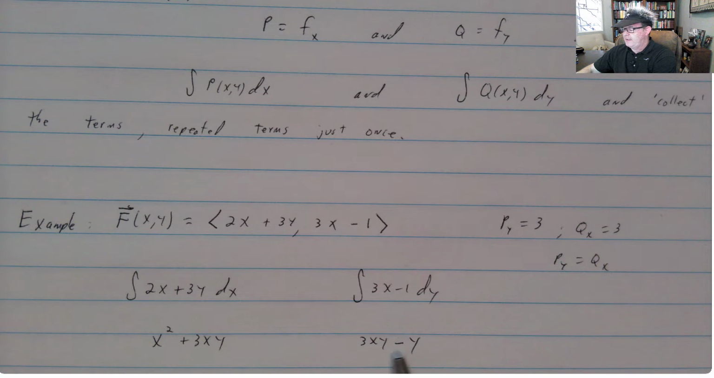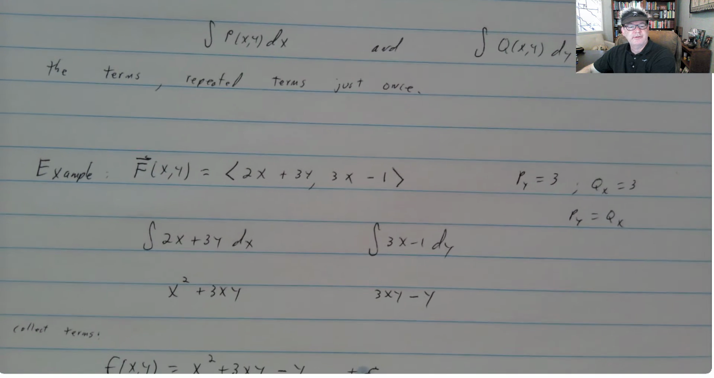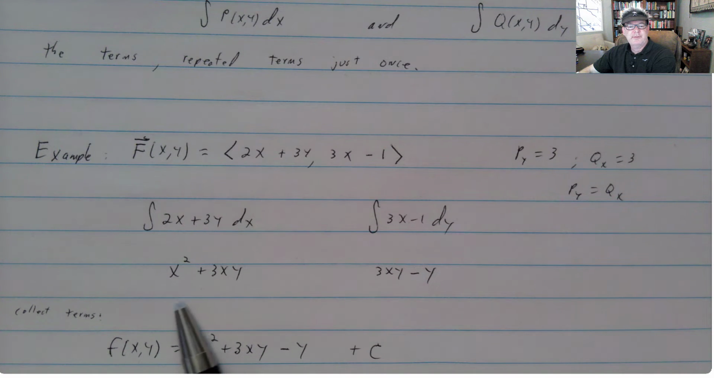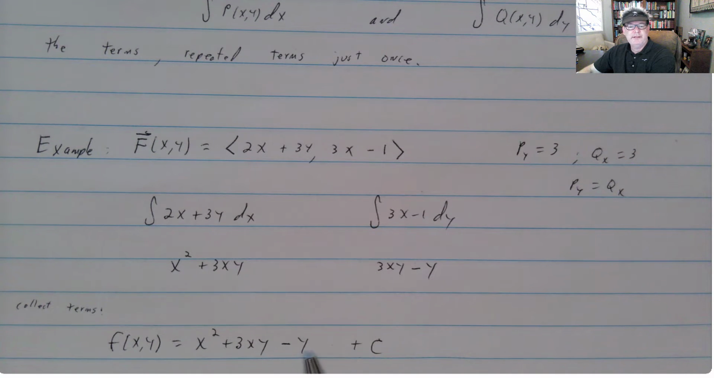And now we just collect all the terms, repeated terms just once. So I get X squared plus 3XY. This 3XY is already there, so I don't write it a second time. Minus Y, that's a new term. So this will be my potential. And you could add an arbitrary constant if needed. Usually we don't.